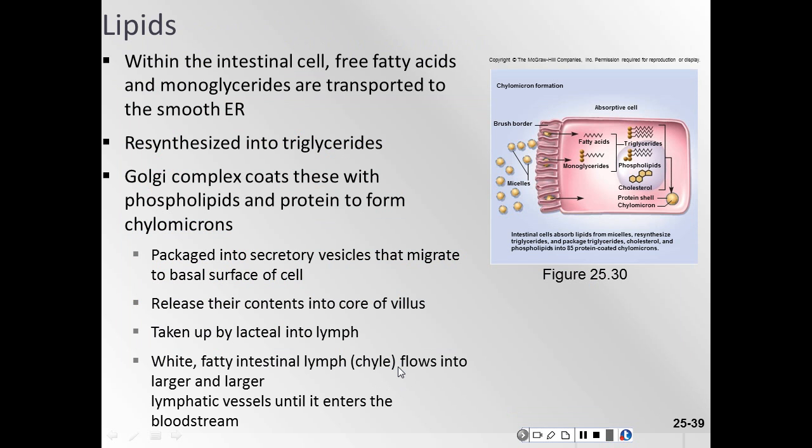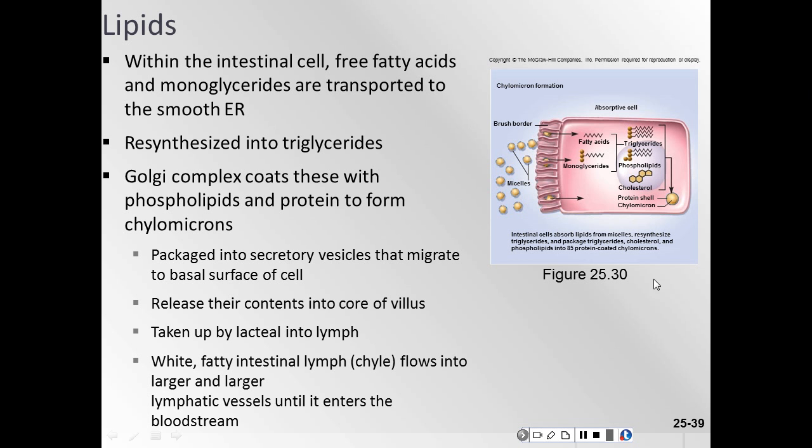Alright, so let's continue with our lipids. With the enterocytes, the free fatty acids and the monoglycerides are transported into the smooth endoplasmic reticulum, the smooth ER, and they're resynthesized into triglycerides. So here we see in this particular diagram, made into triglycerides. Now the Golgi apparatus combines these triglycerides with a small amount of cholesterol and coats the complex with a film of phospholipids and proteins to form our droplets called chylomicrons. Here we go, right here.